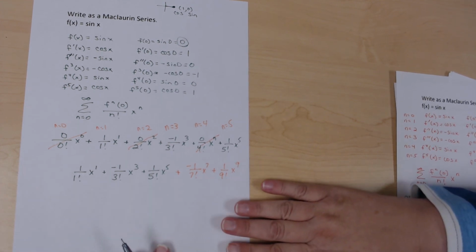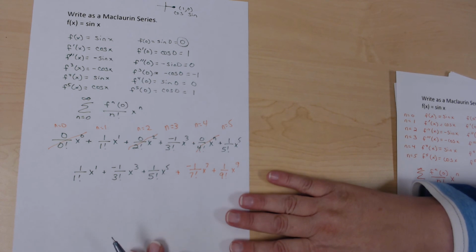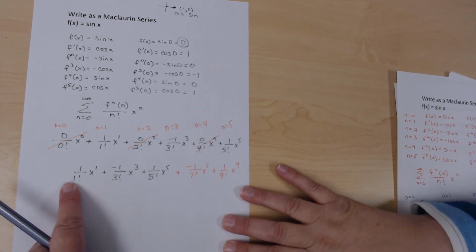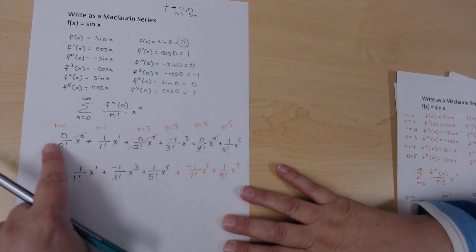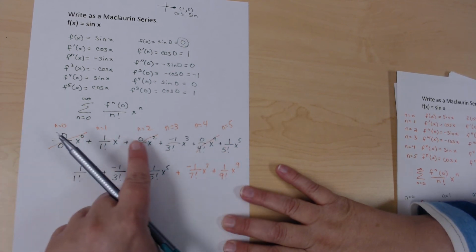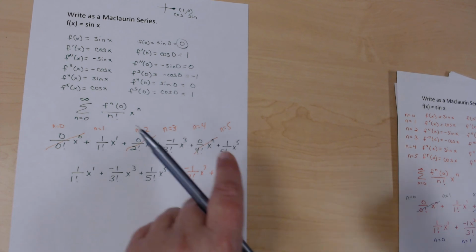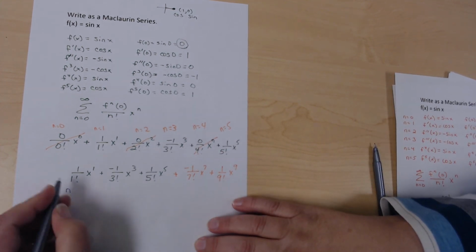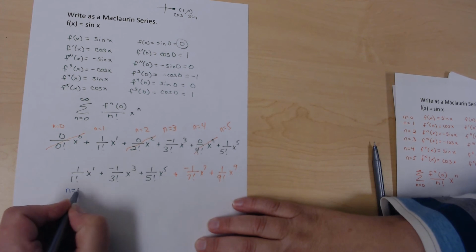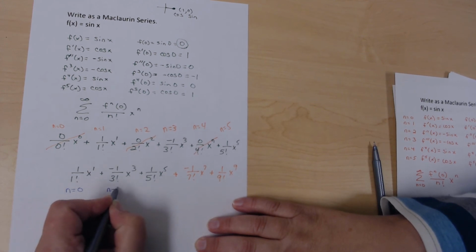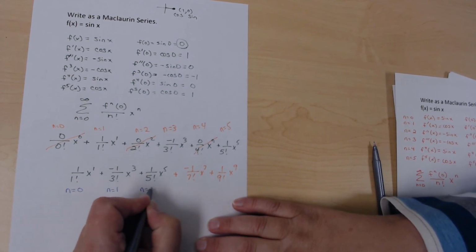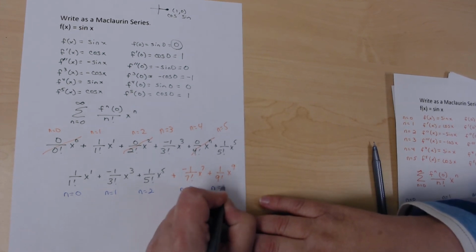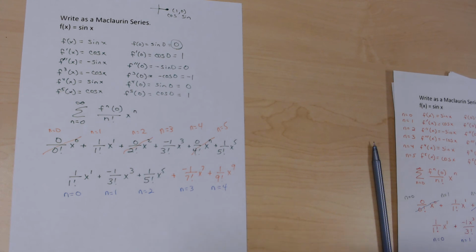Okay, guys, we're almost there. We now want to write this in sigma notation. So now normally we can just go here. This is a little harder because these are dropping out. So we're going to take a second look. What happens here when n is 0, when n is 1, when n is 2, when n is 3, and when n is 4.